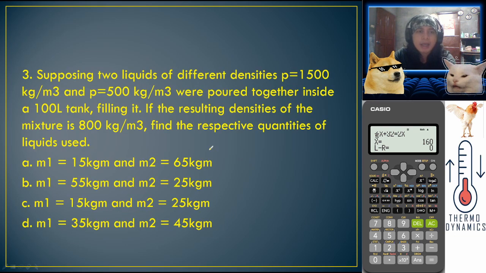Next. Meron na tayong problem solving number 3. Okay, so let's try nating solvein to. Supposing two liquids of different densities, rho is equal to 1500 kilogram per cubic meter and density equals 500 kilogram per cubic meter were poured together inside a 100 liter tank filling it. If the resulting density of the mixture is 800 kilogram per cubic meter, find the respective quantities of liquids used.